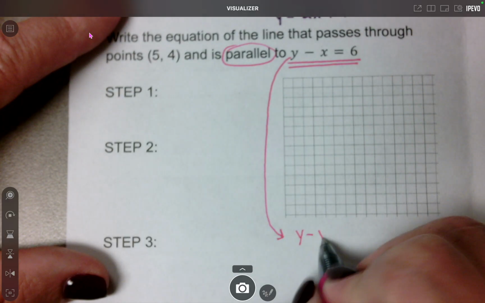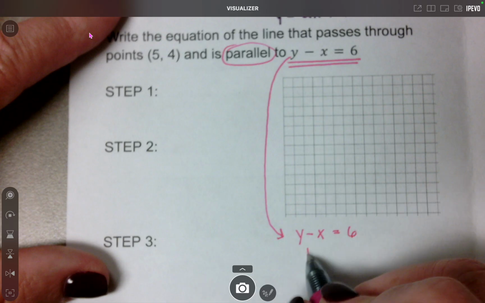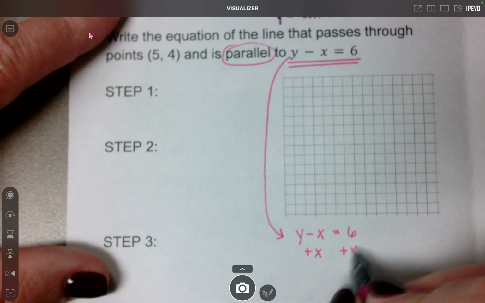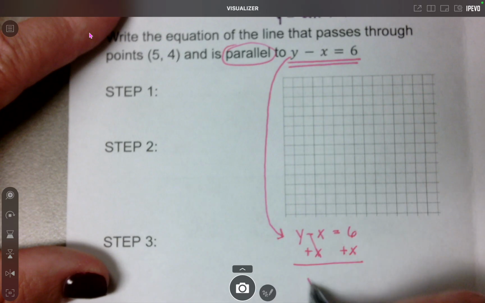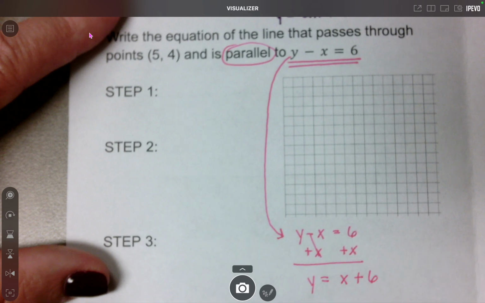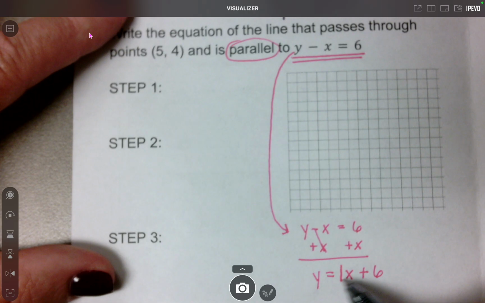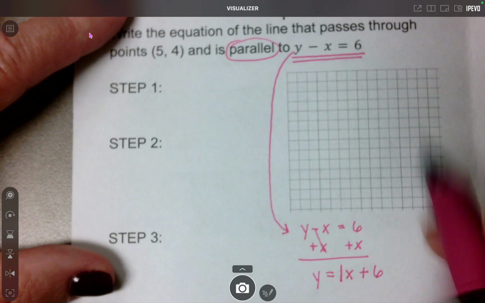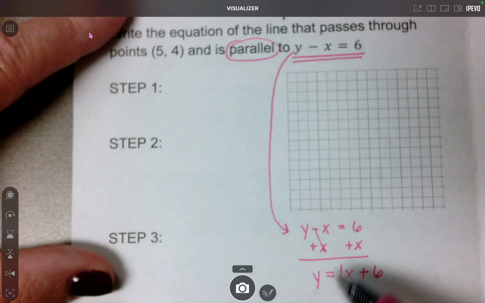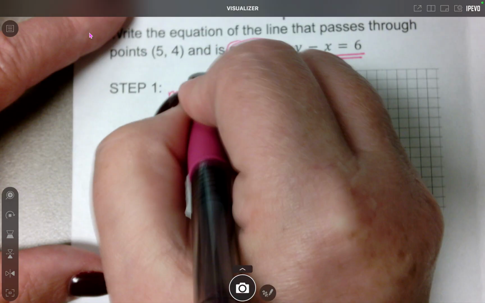So I have y minus x equals 6. I need to get y by itself, so I'm going to add x to both sides. And so I'm left with y equals x plus 6. I can now identify the slope. The slope of this equation is 1 because there's a 1 right here. And because we're making it an equation that's parallel, the slope's going to be the same thing. So my slope is going to be 1.